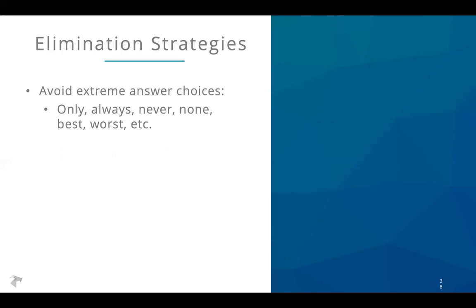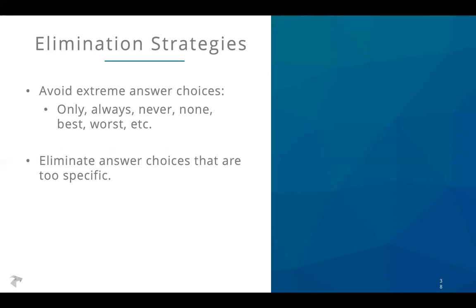Some other key things to keep in mind in terms of eliminating answer choices for the reading section. Avoid extreme answer choices. So words like only, always, never, none, best, worst, those are words that usually should signal this is pretty extreme. Unless you can find exactly that in the passage, it's unlikely to be the correct answer.